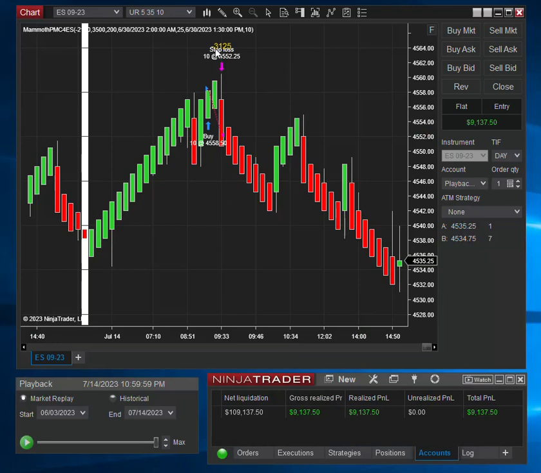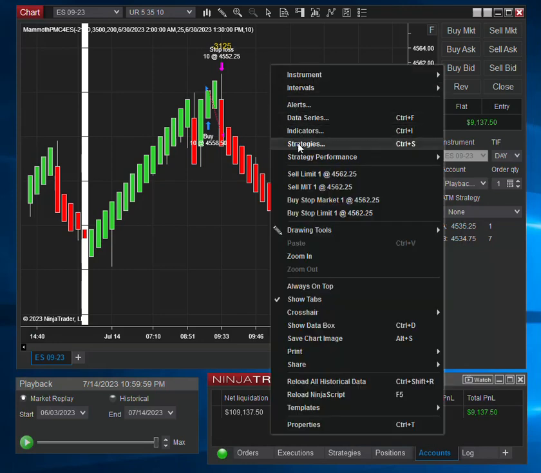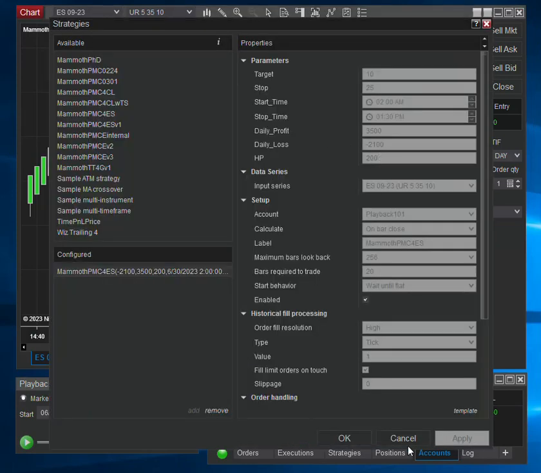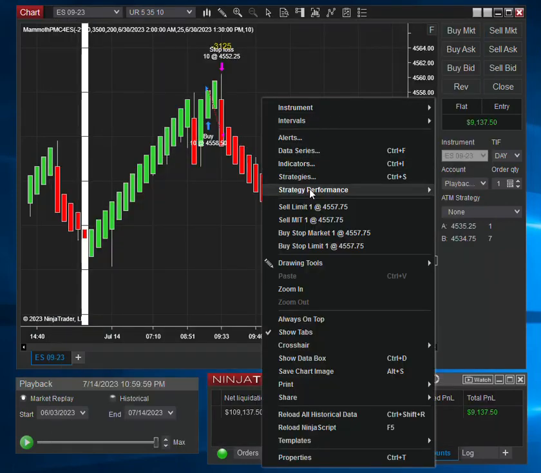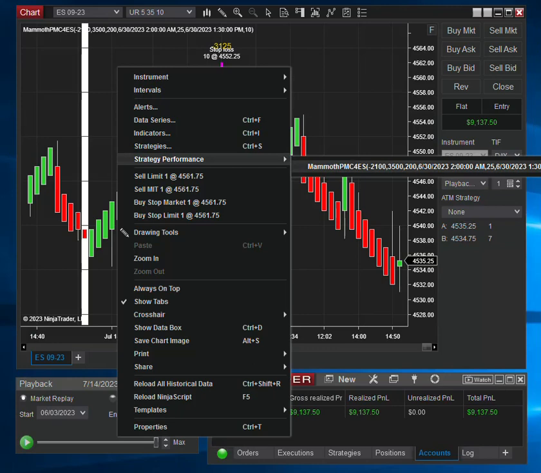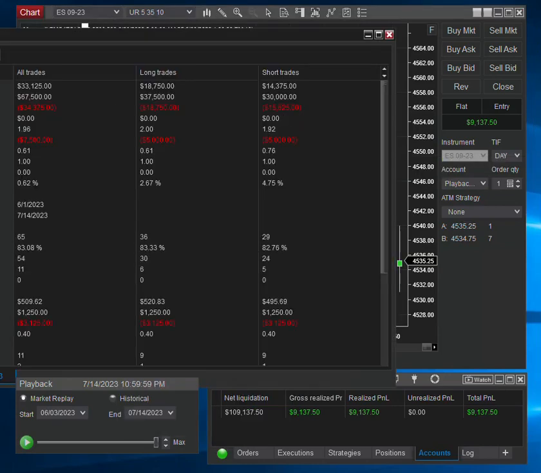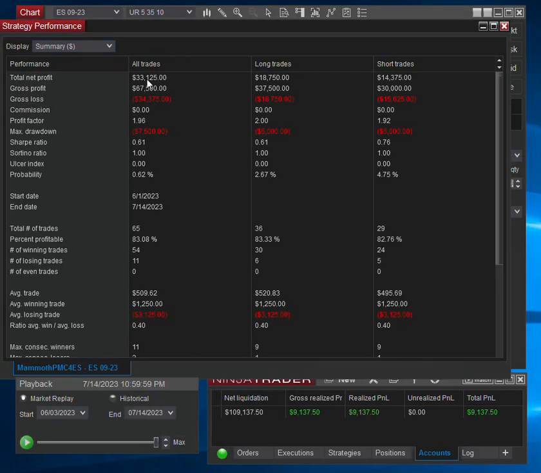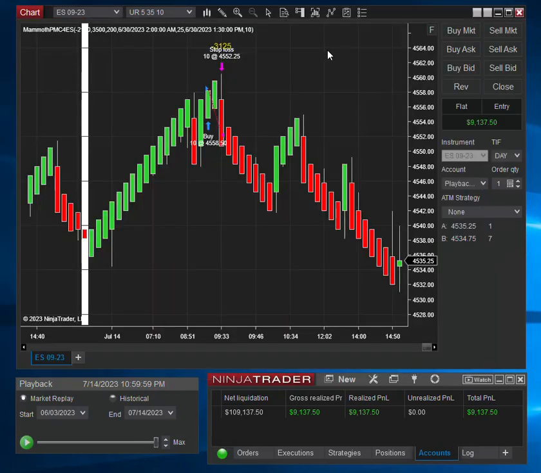See this one? 3,100, and it already hit your daily limit of 2,100. But in this case, let's look at the performance. Okay, so you have 33,000, and you risk more, 7,500, and the profit factor is lower. So the other one was better.